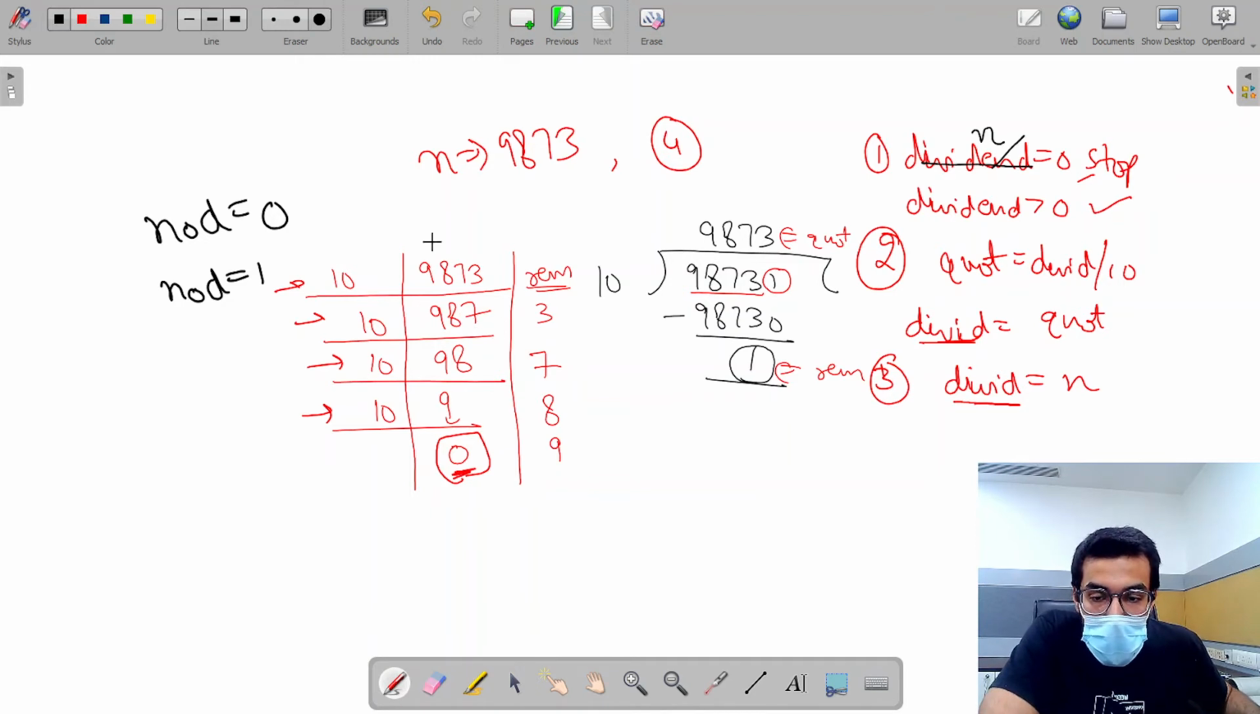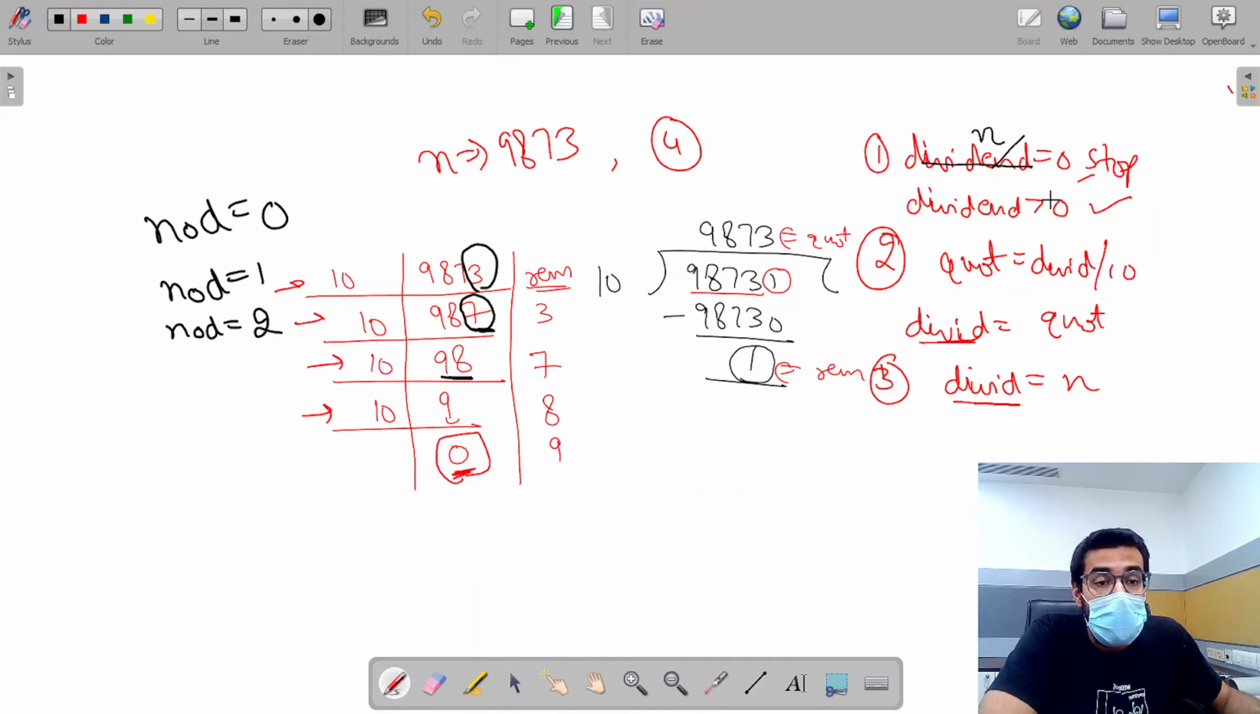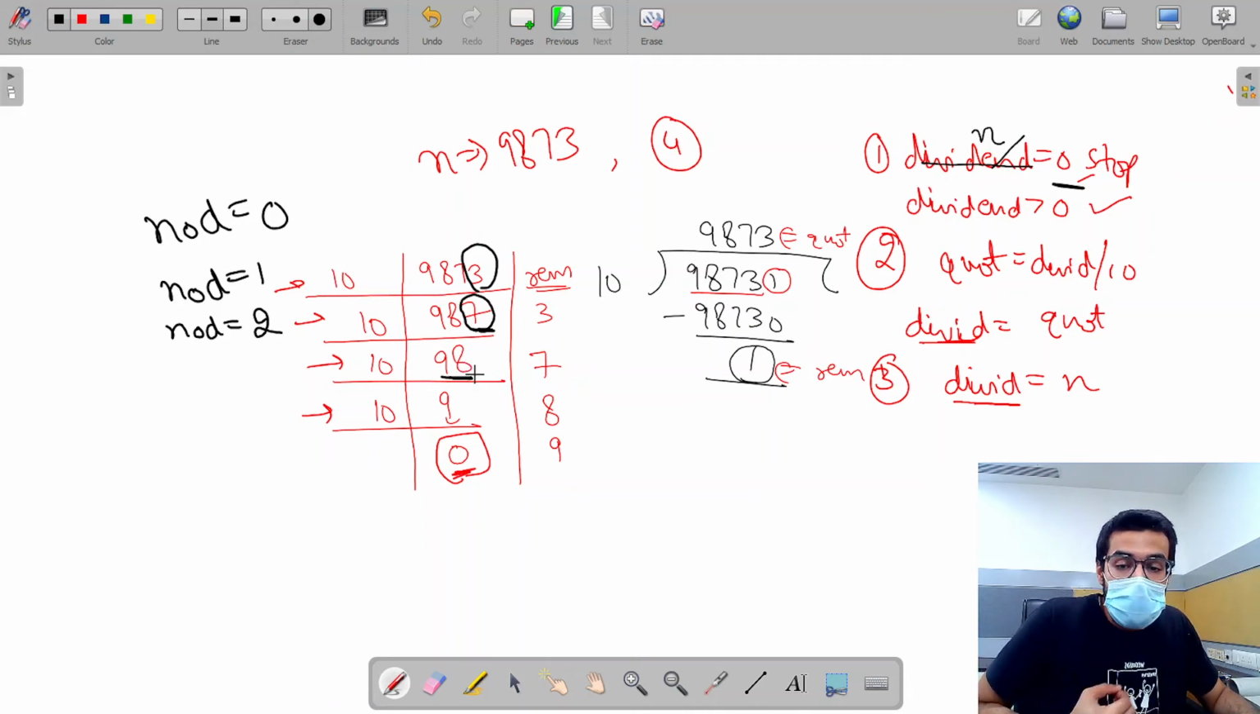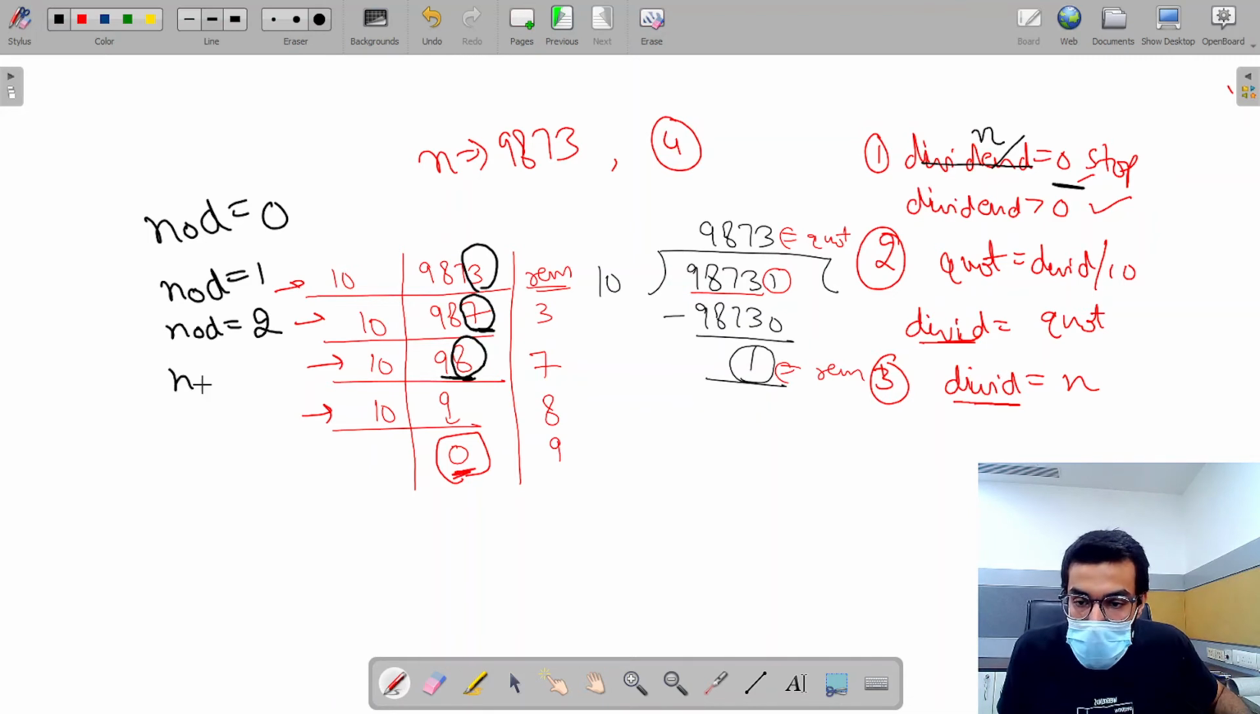Again, if the number is able to divide by 10, this means that the second digit has got struck out from the number. This was the first digit that got struck out, and this is the second time that the number is divided by 10, and this is the second digit that got struck out. So this means that the value of NOD will be updated and will become 2. If the number is again getting divided by 10, this means that the dividend is still not 0. And also, since the number was able to divide by 10, we are able to get another remainder. So this means another digit is able to get struck out. So NOD will be updated with 3.